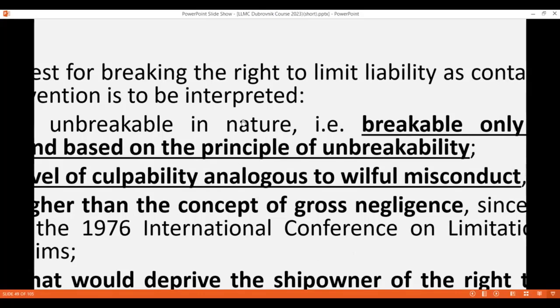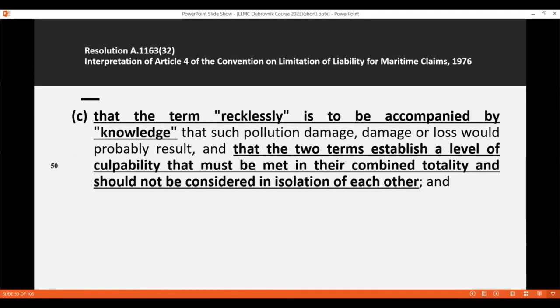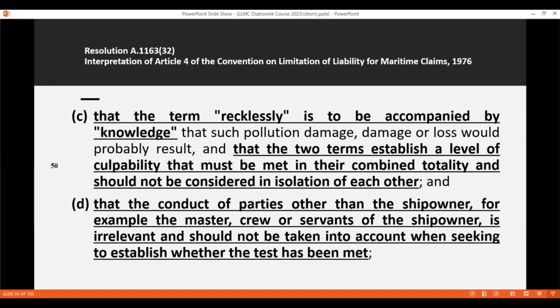What happened? Okay. Now it is quite clear that it should be virtually unbreakable. Now, recklessly, they said the term recklessly has to be accompanied with knowledge. You cannot just be reckless and not know what will probably happen. So the two terms will stand or fall together. They cannot be treated in isolation.